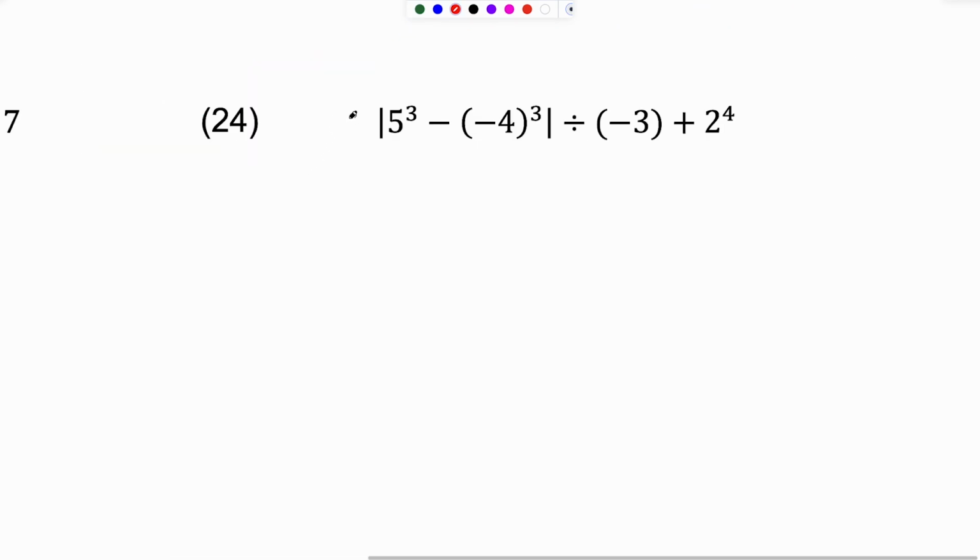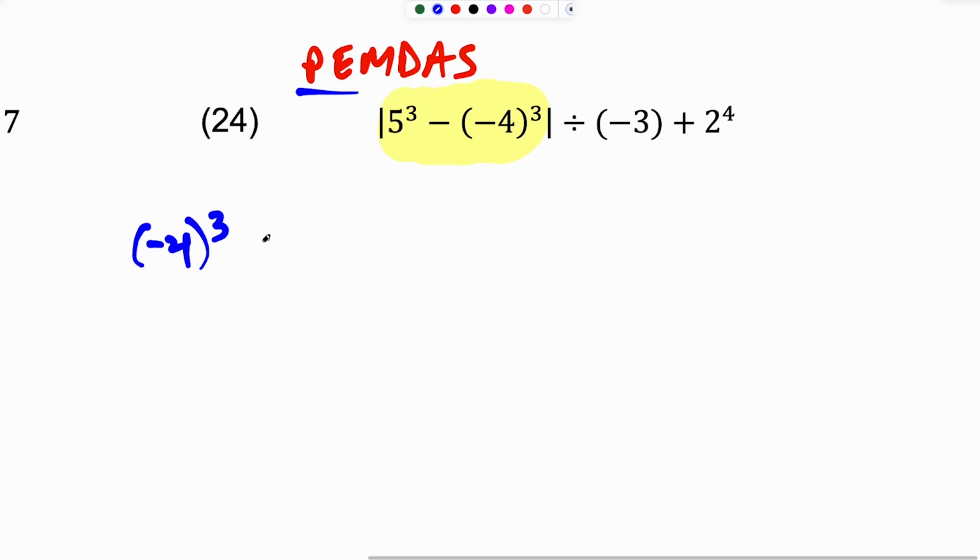Question 24 is another beast, but we're still doing PEMDAS, so order of operations. And for this one, what I see right away is the absolute value sign. The absolute value sign acts as its own set of parentheses. So we could look inside of this space first and evaluate these terms. Within that space, we have another set of parentheses and exponents that we could talk about. So negative 4 to the third power. Something like this, what we do is we do negative 4 times negative 4 times negative 4.